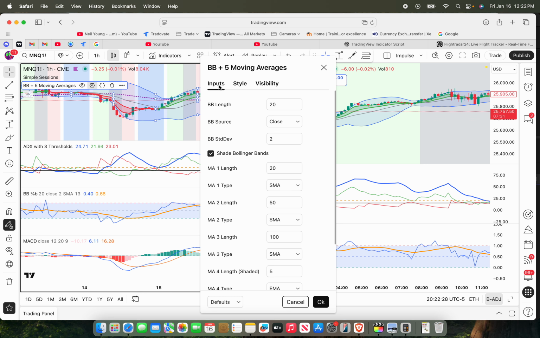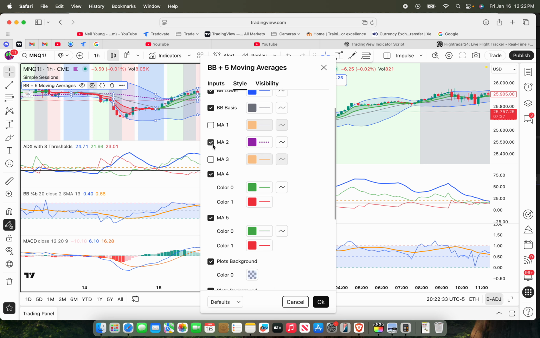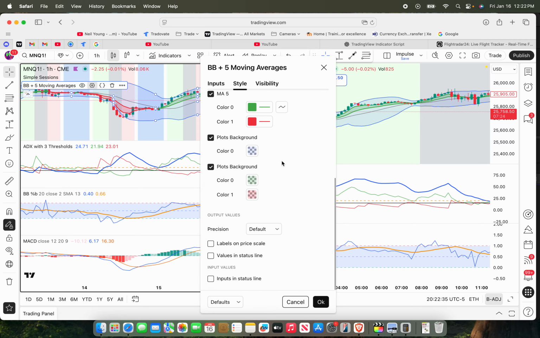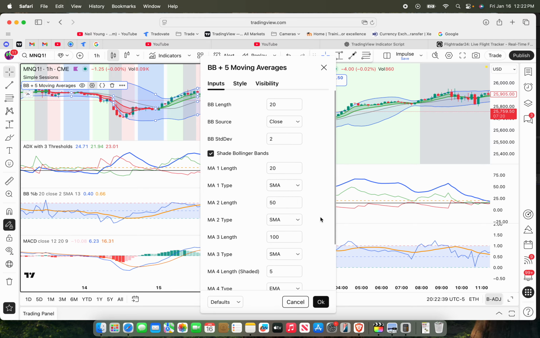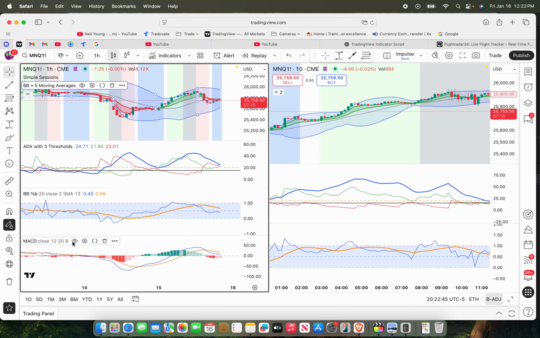So that's essentially the Bollinger Band with 5 moving averages, and that's how I use it. Okay, the shading is just only on the moving averages of 4 or 5. Okay, all the others are just standard. So that's how I use that.